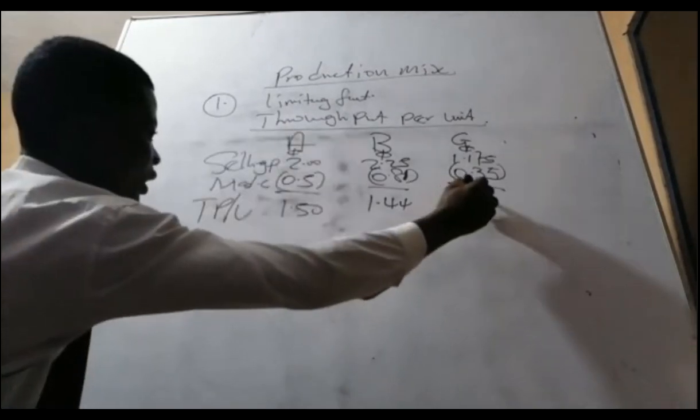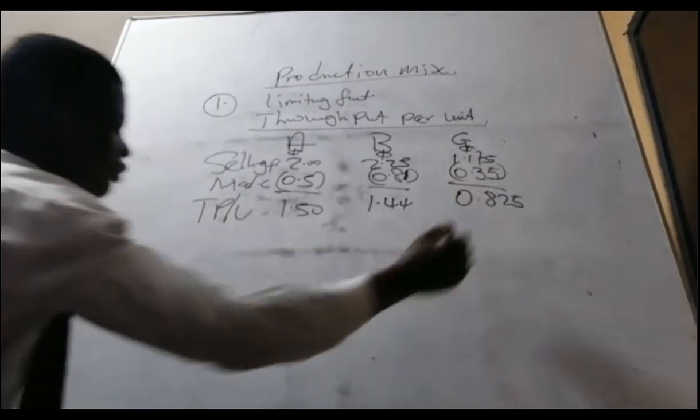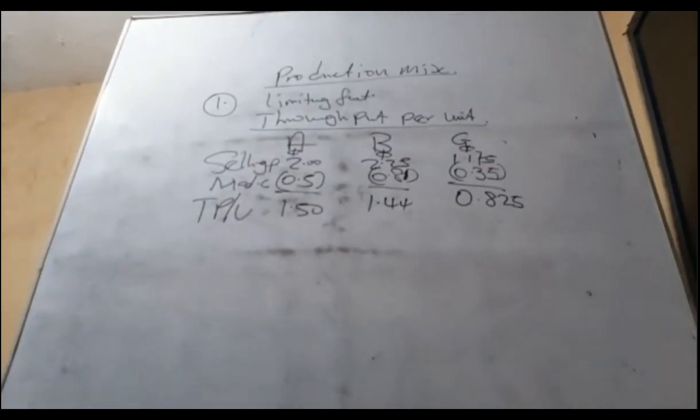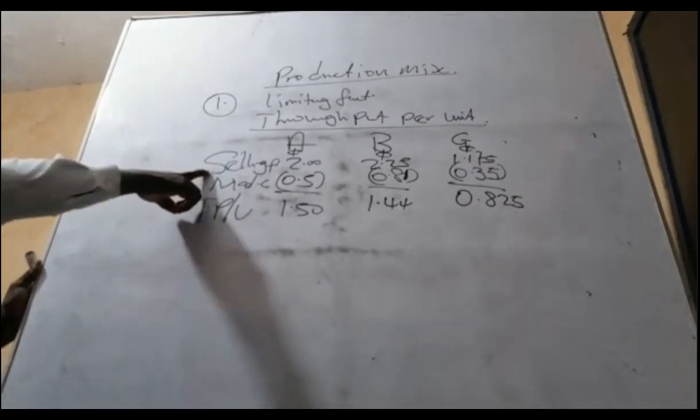Do you want to round it? No, let's maintain it like this. So that's the second step. It is not difficult. Step one, get your limiting factor. If you are lucky, the examiner may give you the limiting factor for free, so you just bring it. Second, your throughput per unit. How do you get the throughput? Bring the selling price less the material cost. You are done. That's great.